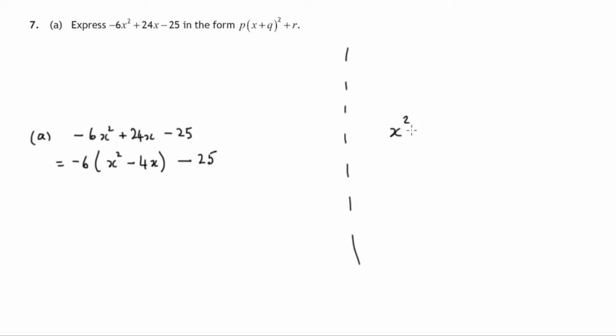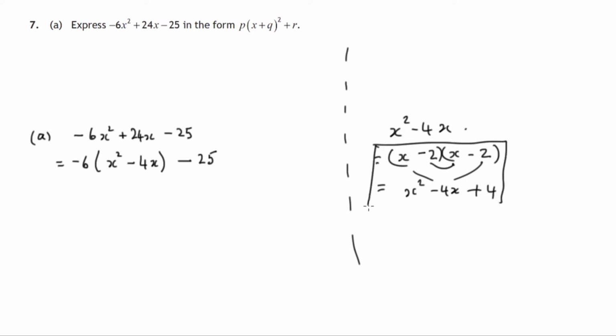at x squared minus 4x and attempting to write that as two brackets that are identical, the x times x. Now, outside and inside products will give us negative 4x. They'll both have to be negative 2. However, if we multiply these out, we get x squared minus 4x plus 4. Now, that plus 4 was not there at the beginning, so we'll need to be very careful with that.